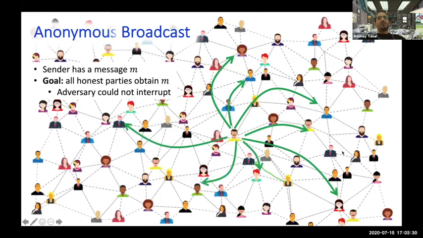In the secure broadcast problem, we have a network with multiple parties. One of them is the sender, and it has a message. There could also be malicious participants in the network, and we assume that they follow a single strategy that is led by an entity called the adversary. The goal is that the honest parties obtain the sender's message, even when the malicious parties try to interrupt.